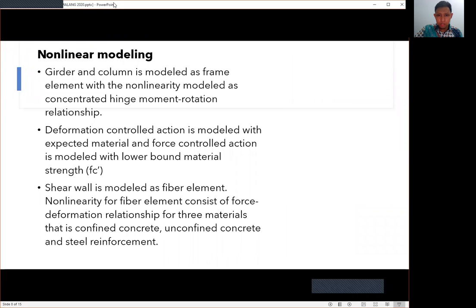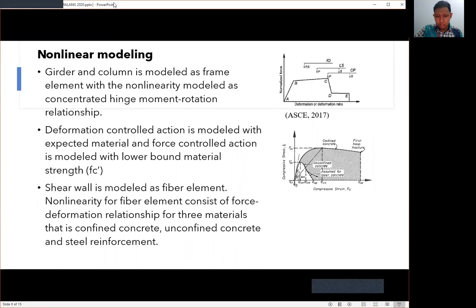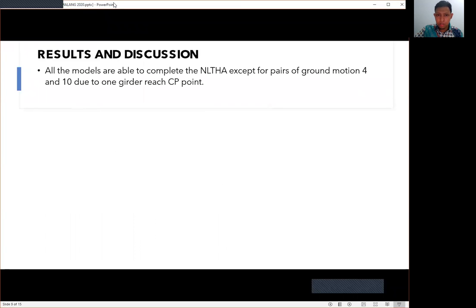Girders and columns are modeled as frame elements with concentrated hinges. Deformation-controlled actions are modeled with expected material, and force-controlled actions are modeled with lower bound material. Shear walls are modeled as fiber elements that consist of force-deformation relationships for three materials: confined concrete, unconfined concrete, and steel reinforcement. All models were able to complete the nonlinear time history analysis, except for pairs of ground motion 4 and 10, due to one girder reaching zero point.